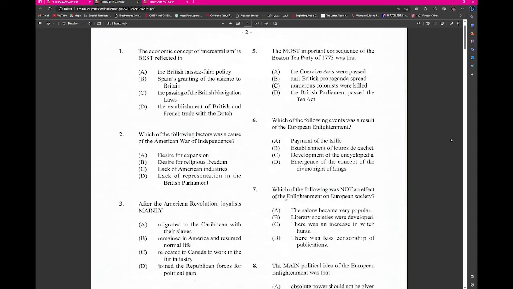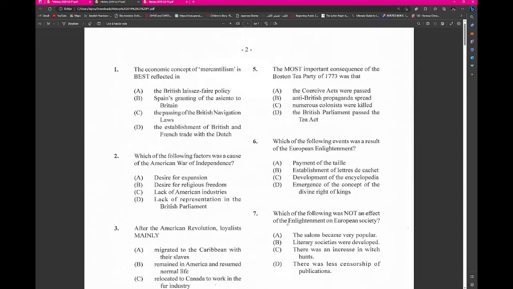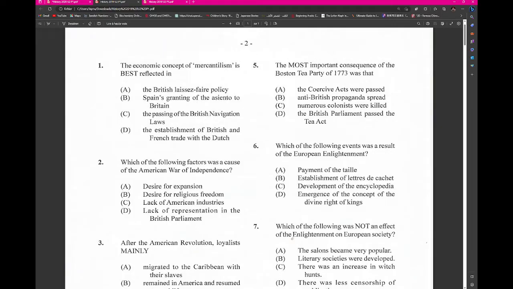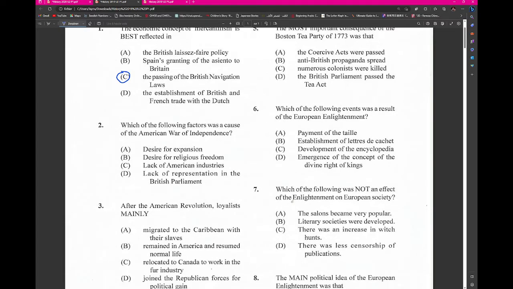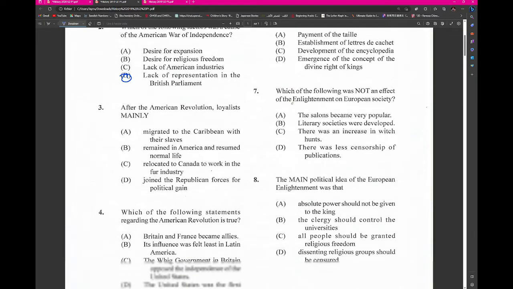Here we have 2019's paper of History Unit 2. So the economic concept of mercantilism, this has repeated, so C would be the answer here. 2. Which of the following factors was a cause of the American War of Independence? Desire for expansion, desire for religious freedom, lack of American industries, lack of representation. Right?